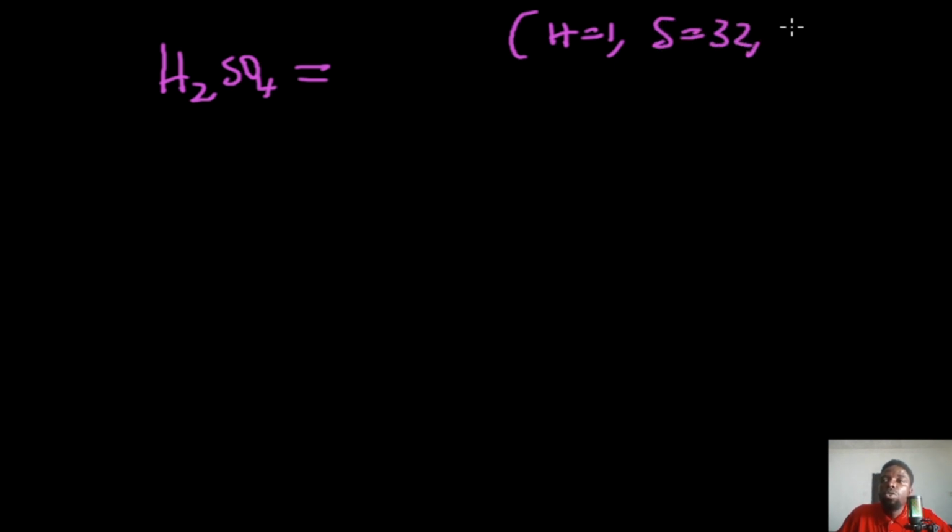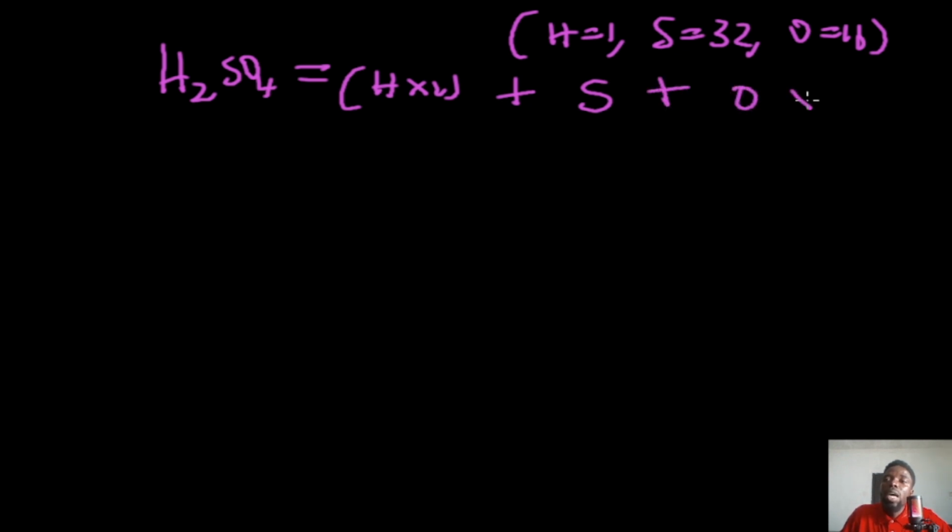The first compound we are considering is H2SO4. Remember that to find the molar mass, you just add the individual atomic masses. So the first thing we should do is to outline the individual atomic masses. Hydrogen has an atomic mass of 1. Sulfur has an atomic mass of 32. Oxygen has an atomic mass of 16. So let's add everything together. How many hydrogen atoms do I have here? I have 2. So hydrogen times 2, plus sulfur, just 1, plus oxygen times 4.